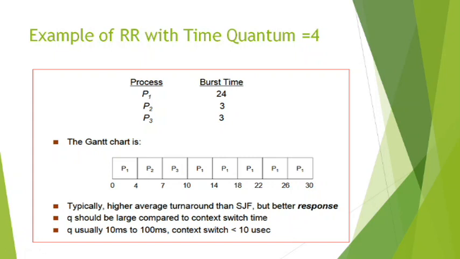Typically it has a higher average turnaround than SJF but better response time. So Q should not be large compared to context switch time. Q is usually 10 milliseconds to 100 milliseconds, while context switch time is less than 10 microseconds.